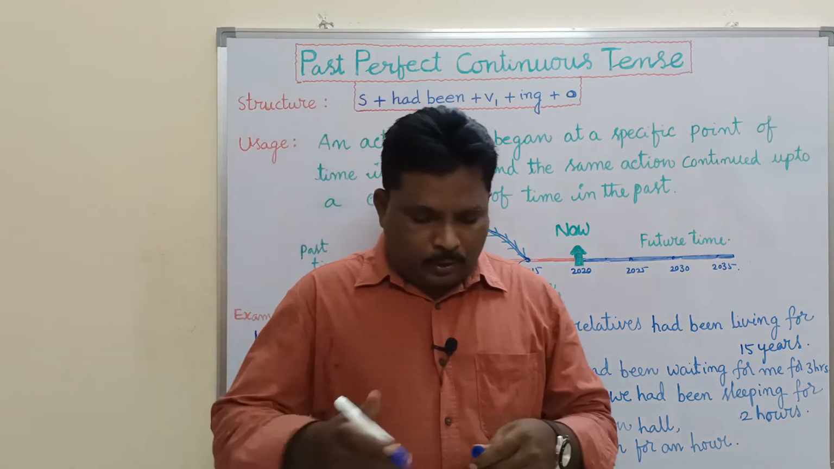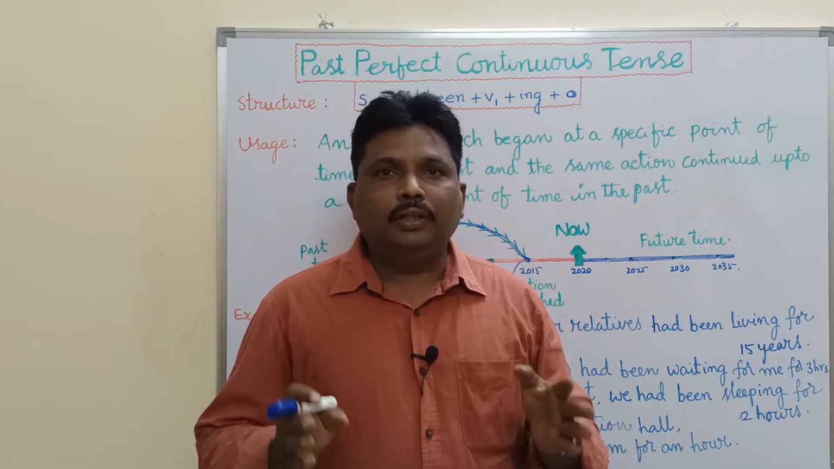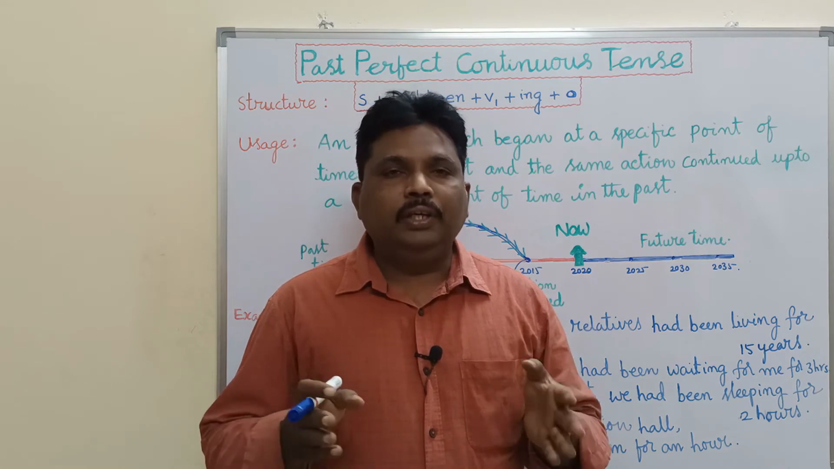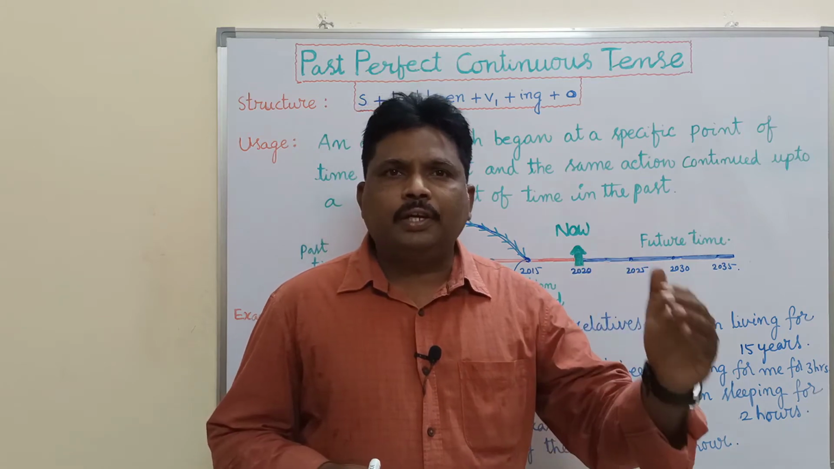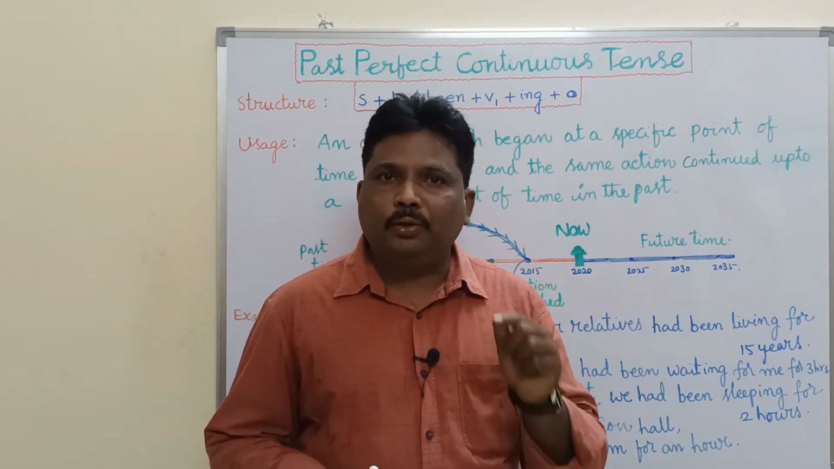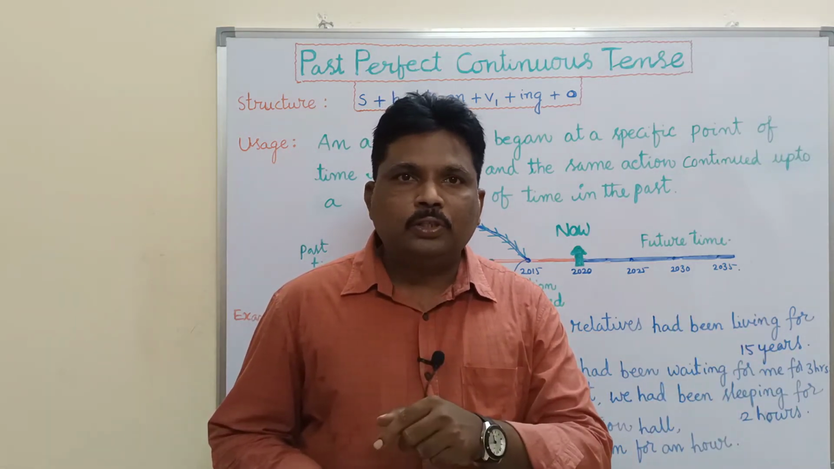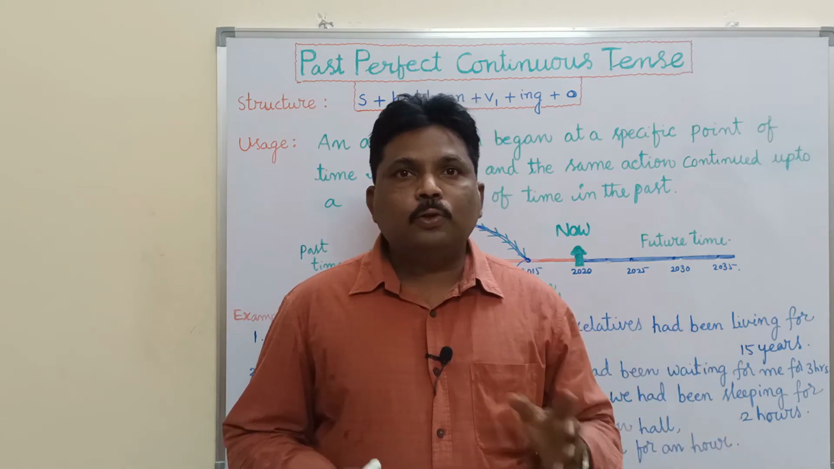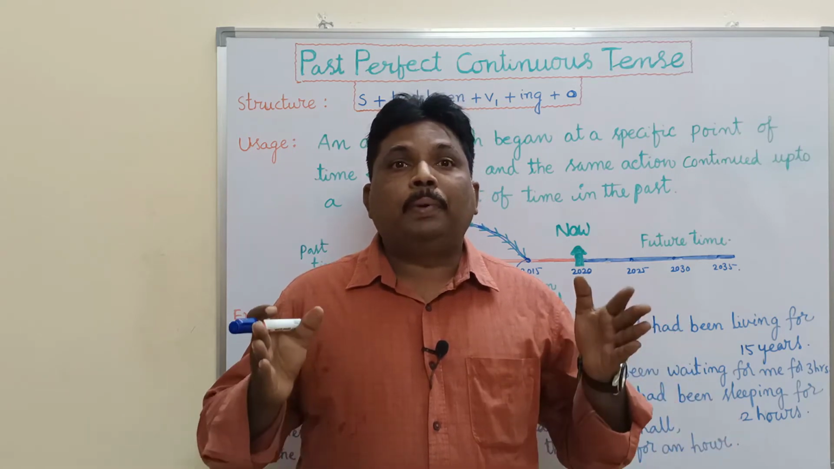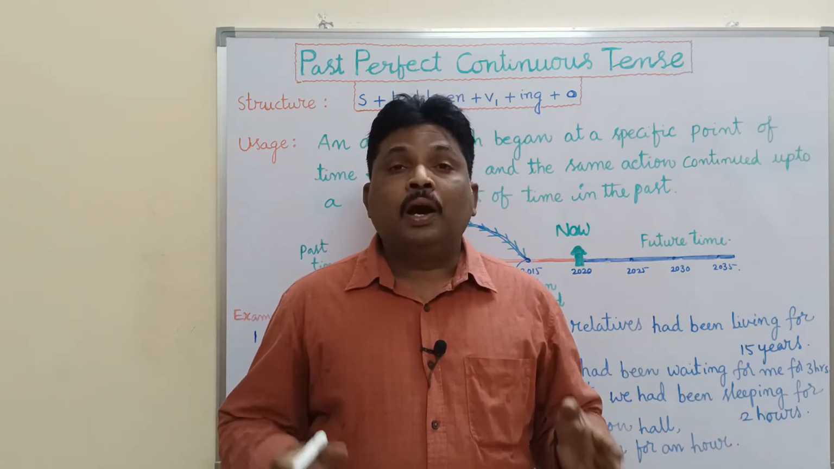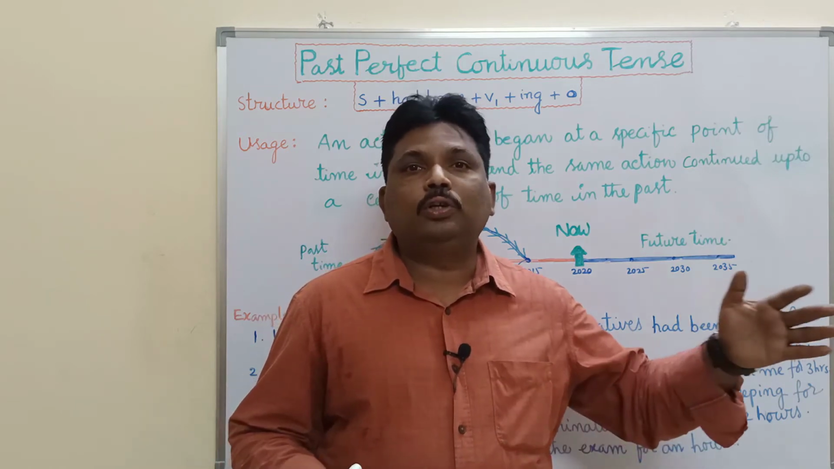For example, I started studying my graduation in the year 2000. For example, in the year 2000, I started my graduation, BA graduation. Okay, I studied for 3 years. So action started in the year 2000 and continued up to 2003. So starting point 2000, ending point 2003. So to talk about the continuity of that action for 3 years, I can use past perfect continuous tense. How? I had been studying my graduation from 2000 to 2003.